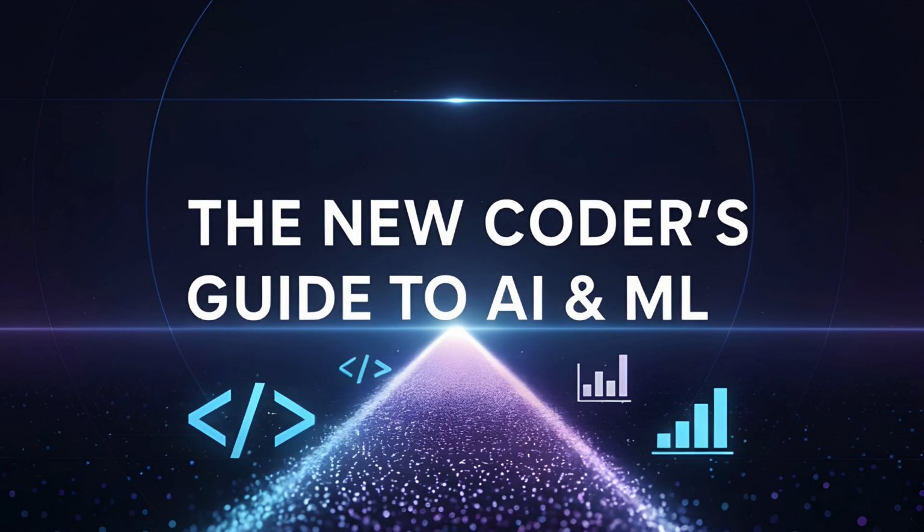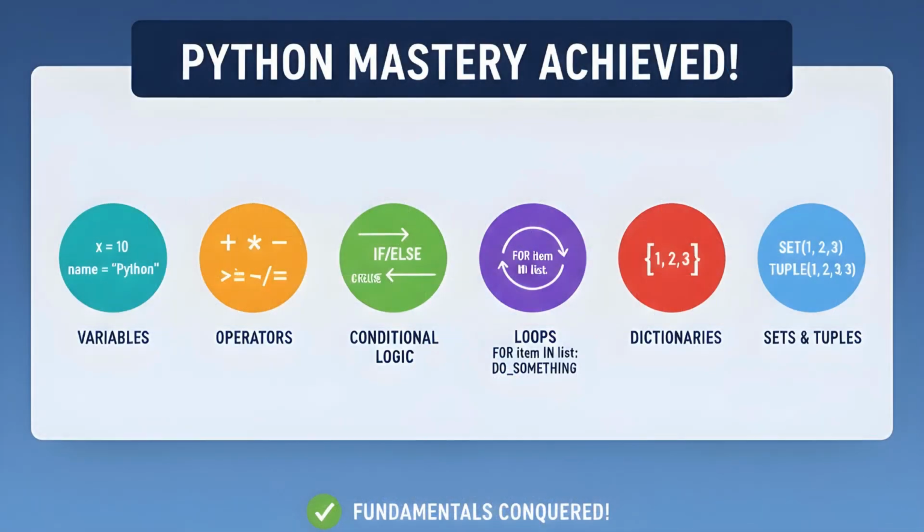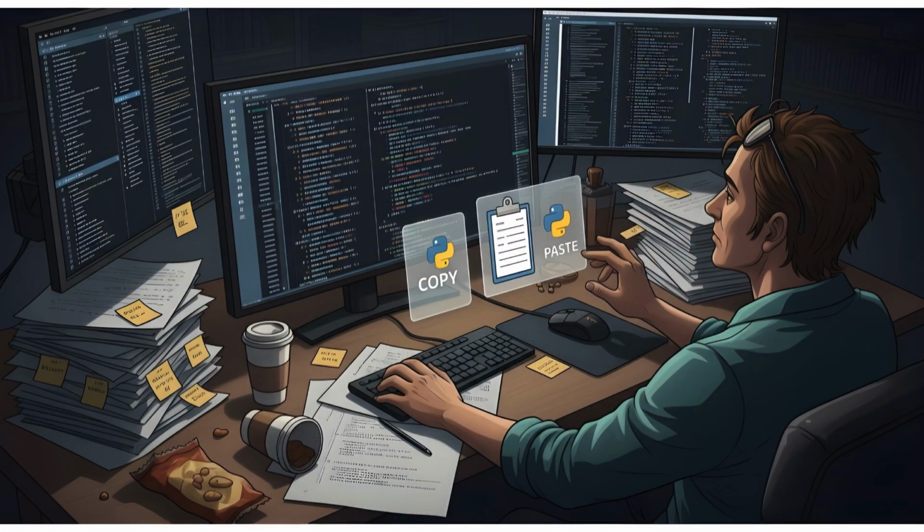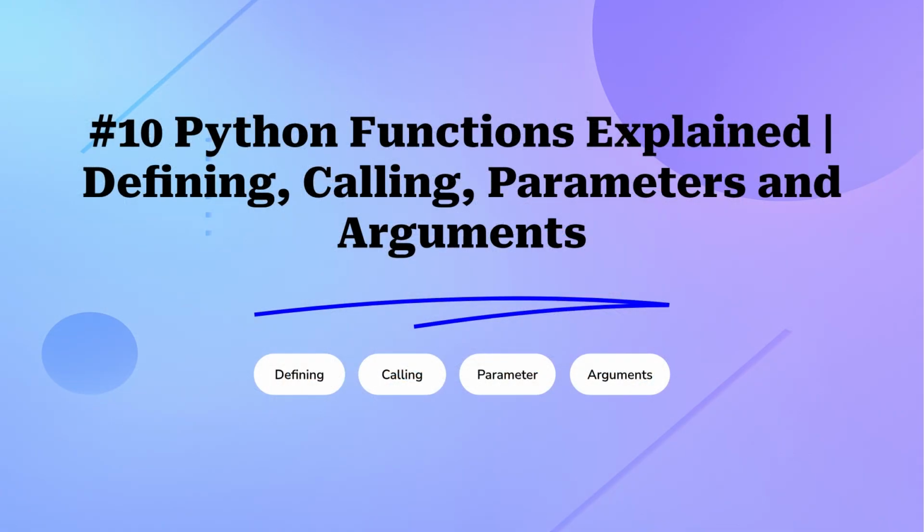We've come so far. We've mastered variables, operators, if-else, loops, lists, dictionaries, sets, and tuples. We have all the building blocks. But as you've been coding, you've probably noticed a problem. Your scripts are getting long, messy. You find yourself copying and pasting the same 5 lines of code over and over again. This violates the most important rule of programming: DRY. Don't repeat yourself. Today, we fix this.